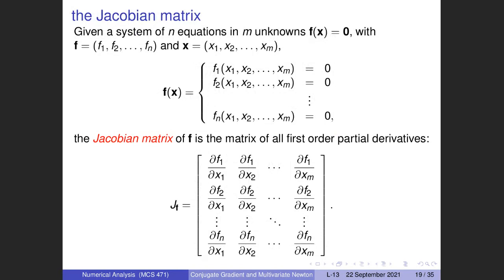All right, in general, we have a system of n equations and n unknowns. So for this lecture, n is still equal to m. Later in this course, we will see that n can typically be more than m. But in great generality, we have the matrix of all first-order partial derivatives, and that is called the Jacobian matrix.